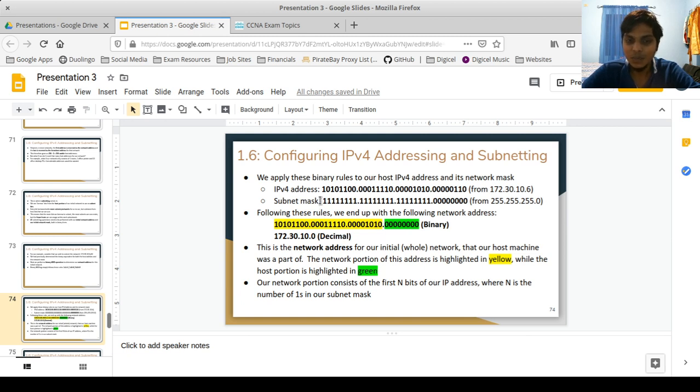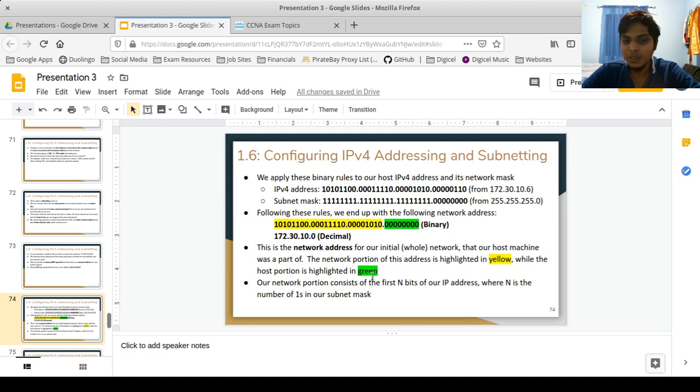And I know it seems long, but the more you do it and the more you practice, the more you'll realize how easy it is and how quickly you can do it. So this address here in decimal is our network address for the whole initial network that our host machine was a part of. The network portion of this address is highlighted in yellow, while the host portion is highlighted in green. So this is the network portion, this is the host portion.